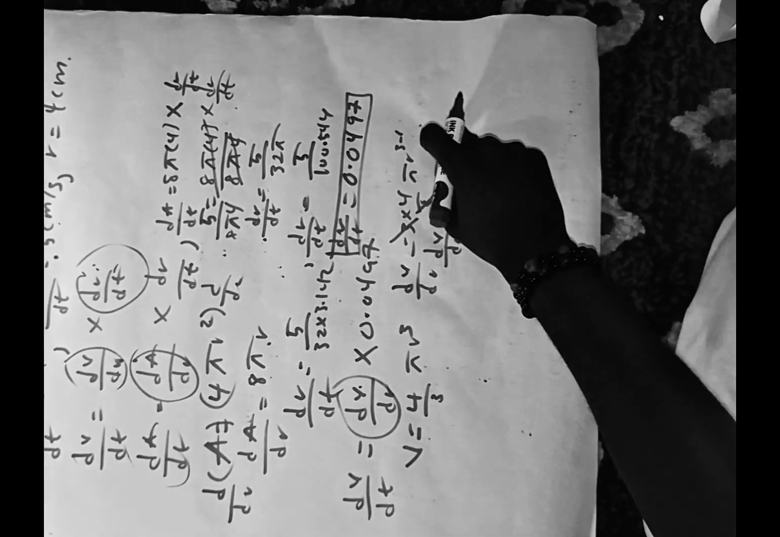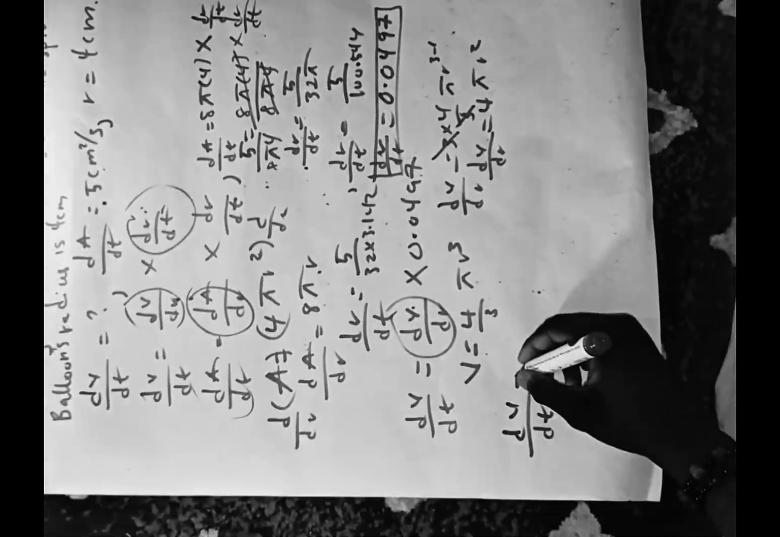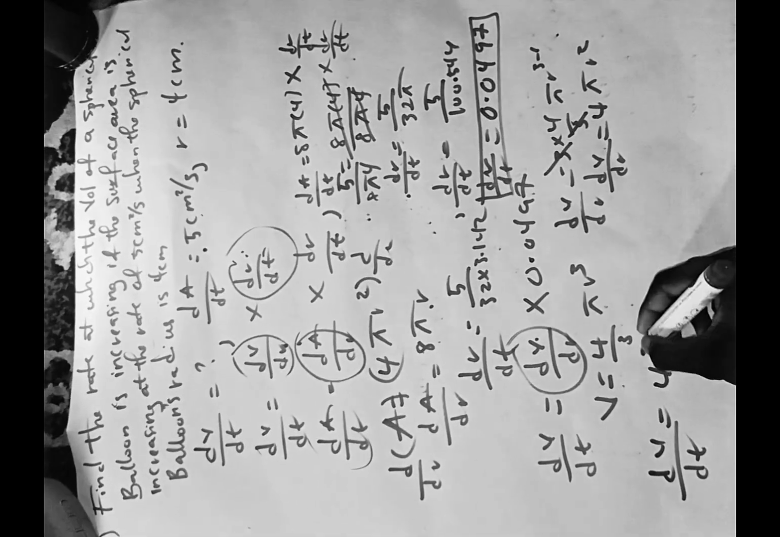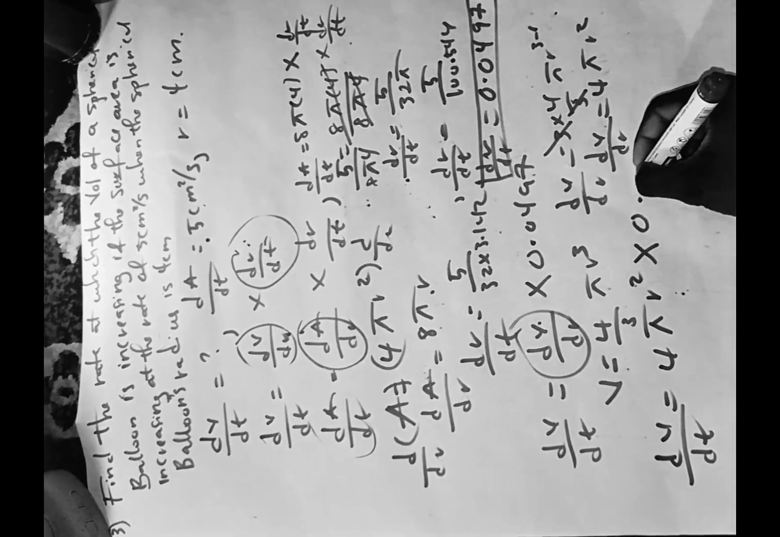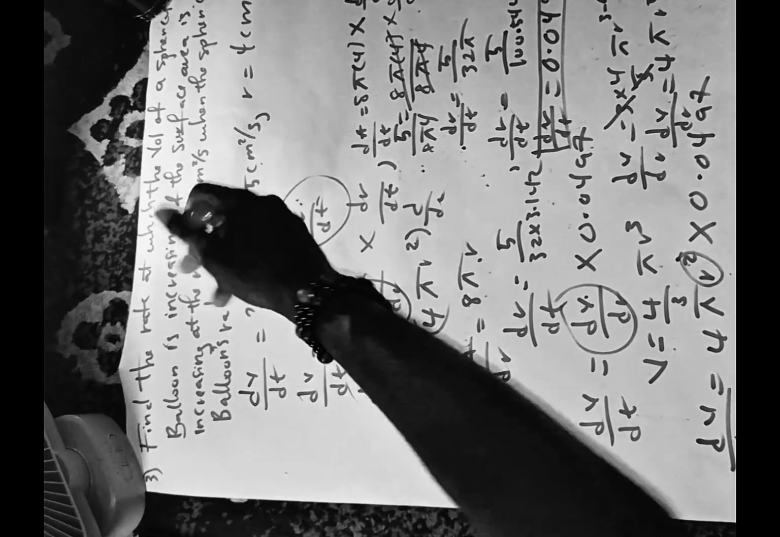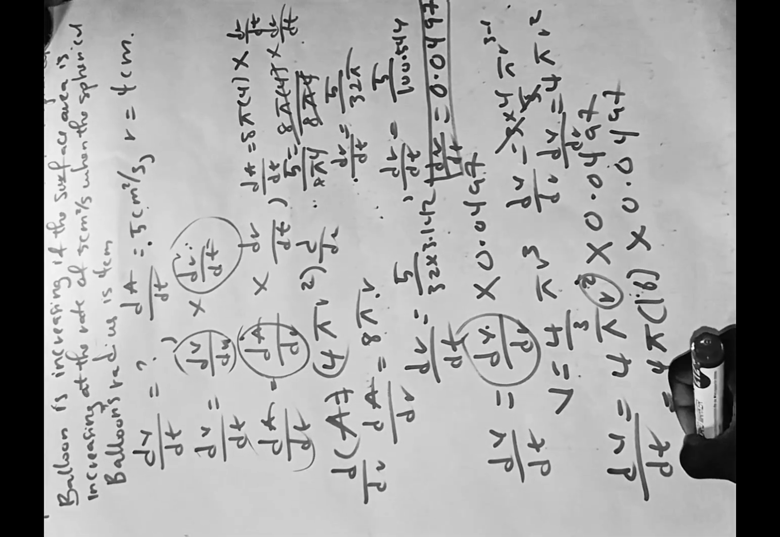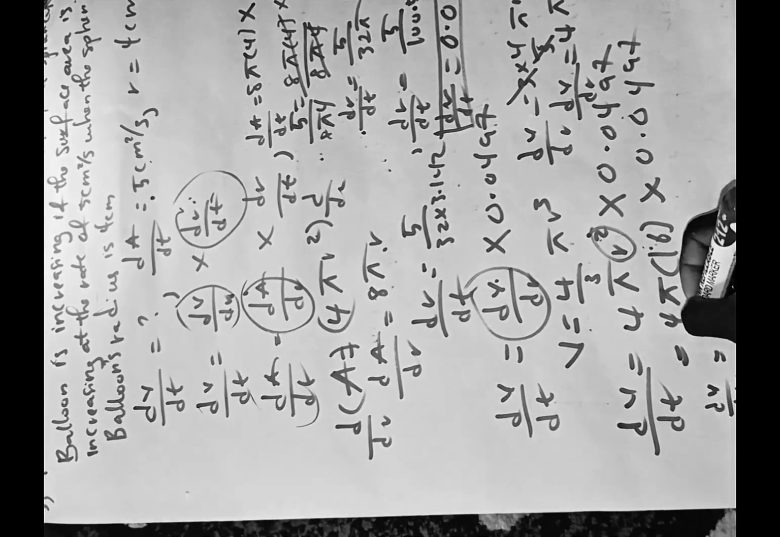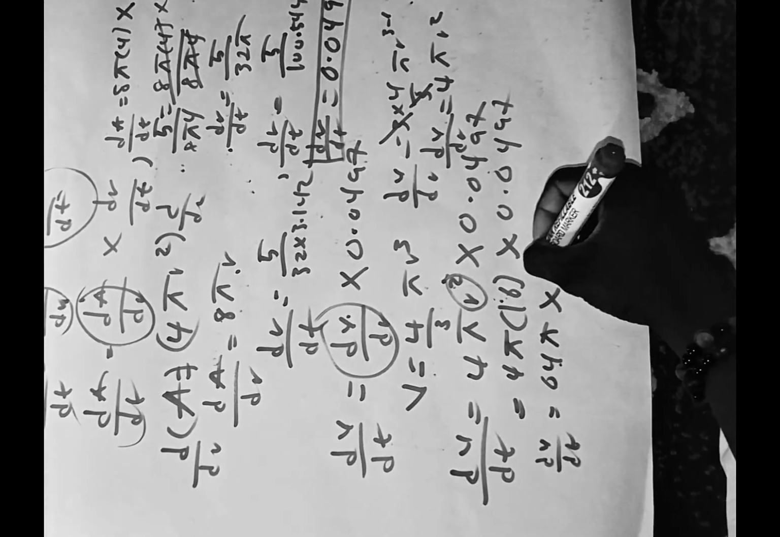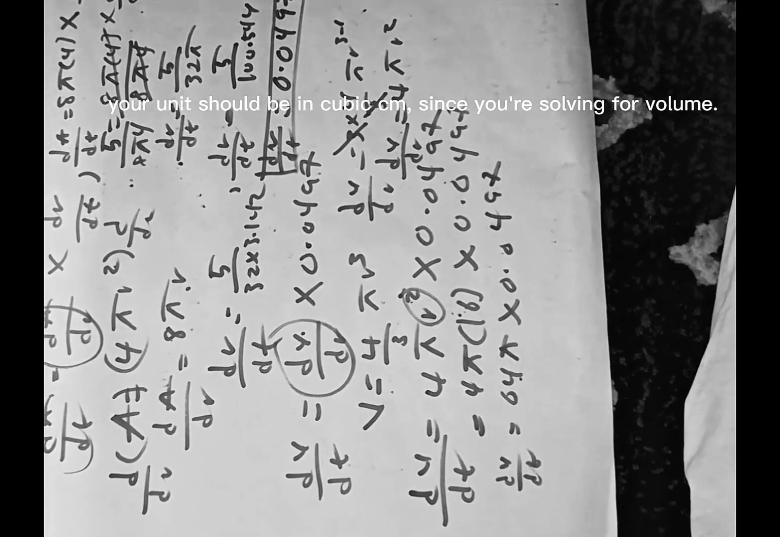So we have our dV by dr, so we can now plug that into the formula. dV by dt is equal to 4 pi r squared times 0.0497. And our r is 4 centimeters, so this is equal to 4 pi times 16 times 0.0497. So dV by dt is just going to be 64 pi times 0.0497. You can just plug this into your calculator, and that's the final answer.